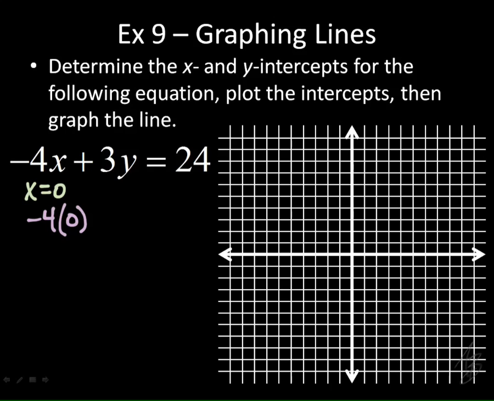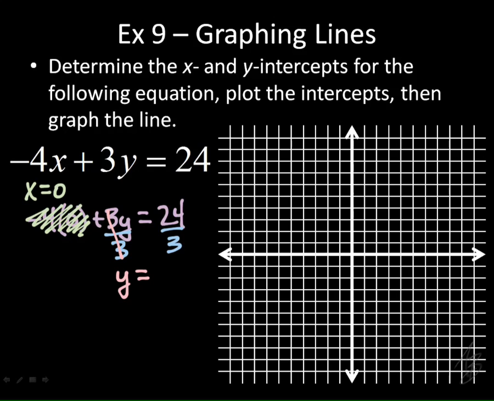-4 times 0 plus 3y equals 24. And this -4 times 0, that's just going to scratch out. So we have 3y equals 24. And what do I do to get y by itself? Divide by 3. And the 3's are going to cancel. We get y equals what? 8. So what's the ordered pair going to be?